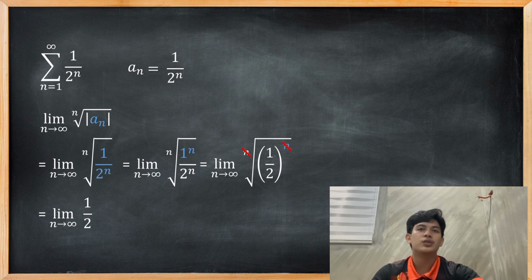And the result is the limit of 1 over 2. And 1 over 2 is equal to 0.5, and 0.5 is less than 1. That's why our series is converging.